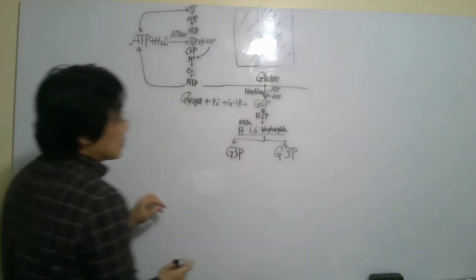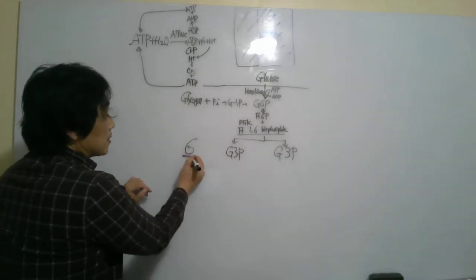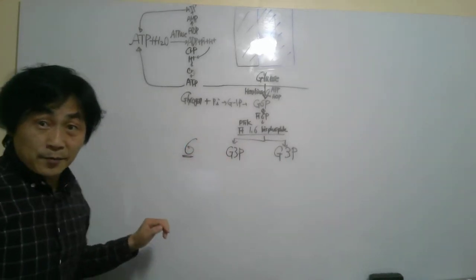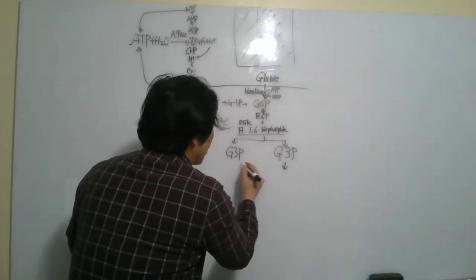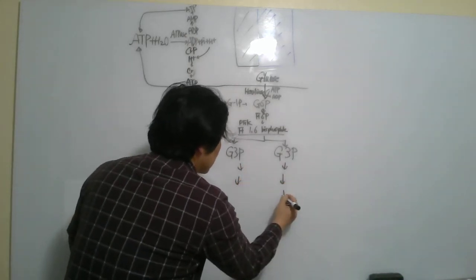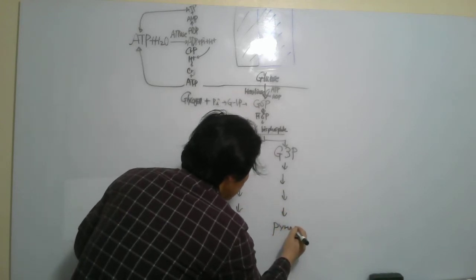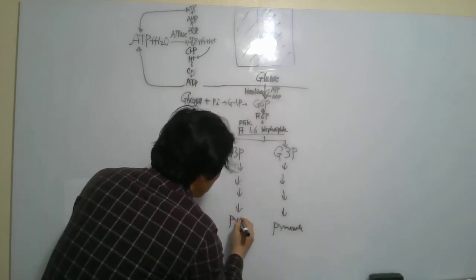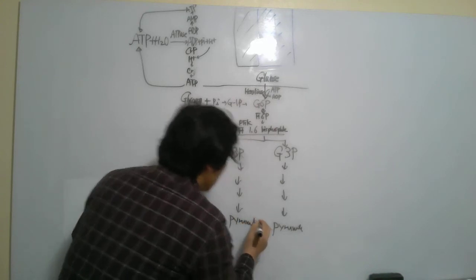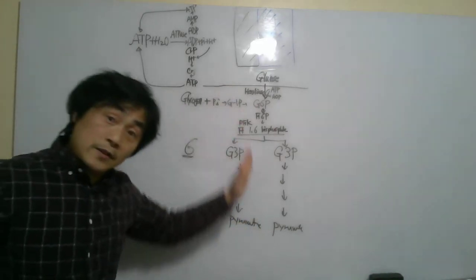So this is step 6, right? Step 6 is a really important step. Did you remember, right? And there are some moves like this, right? And it becomes pyruvate, right? This is glycolysis, right?